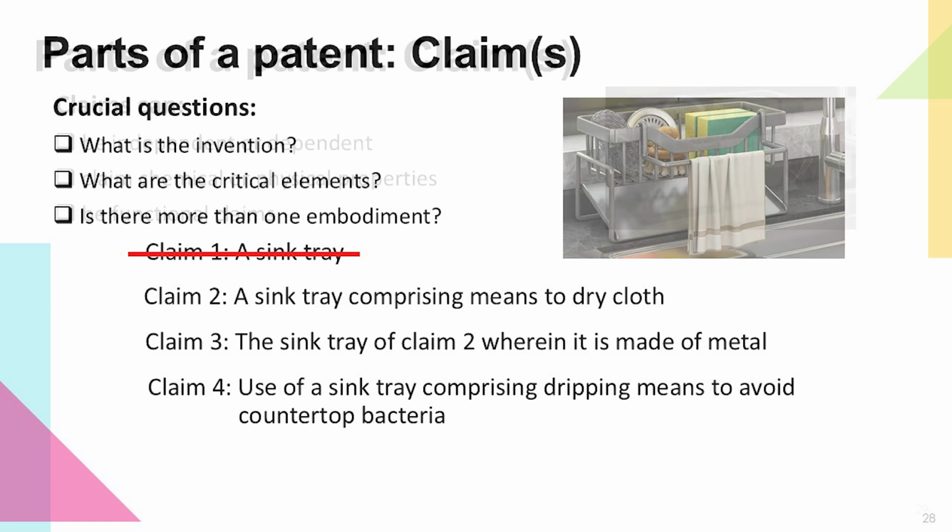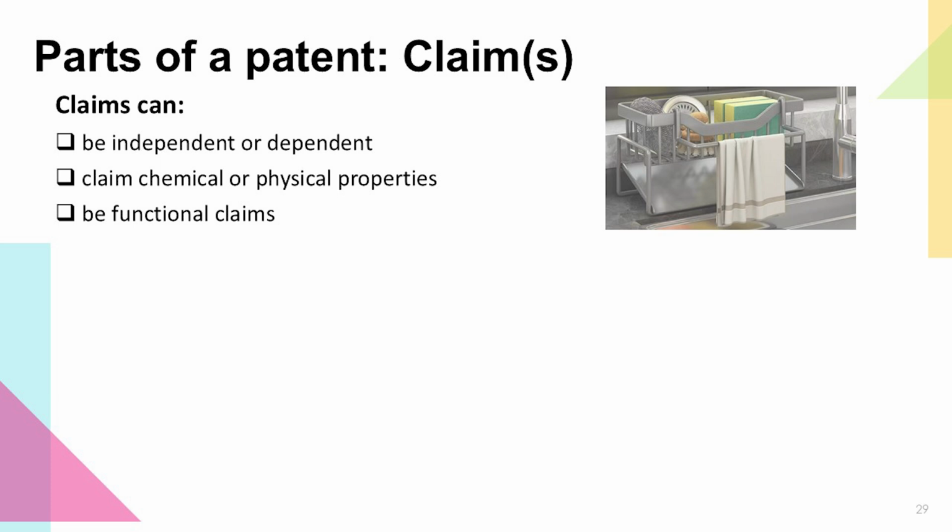So claims can be of various different types. They can be independent or dependent, as we have discussed, and they can also comprise different types of referencing. That is, they can be truly dependent on previous claims or simply refer back to previous claims. They can define a feature by its physical property, but also by its chemical property. And they can also simply define the invention just by their function. So let's see some examples based on our kitchen sink.